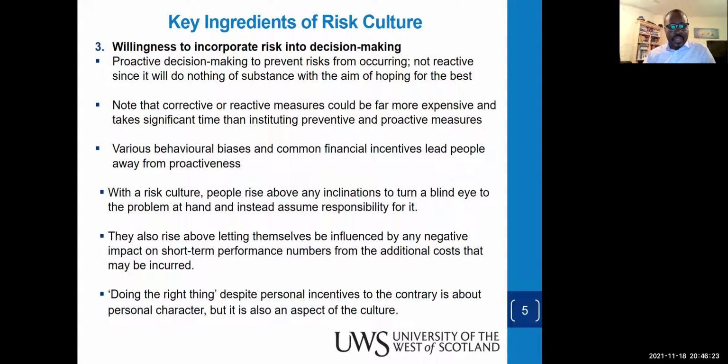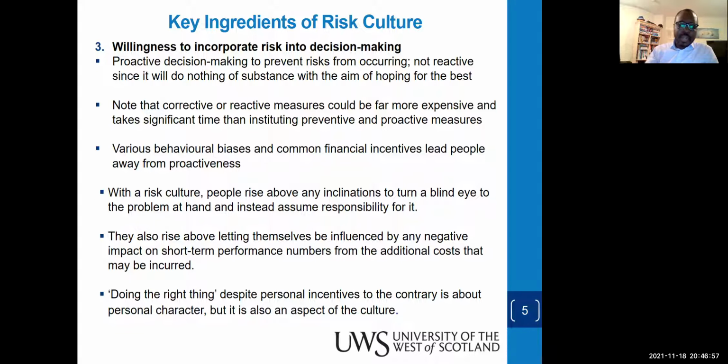Okay, so with the risk culture, people will always have to rise above the inclination to turn a blind eye to the problem at hand, and they will assume responsibility once we more or less make it a preventive measure. Okay, doing the right thing despite personal incentives to the contrary would then become human nature within the organization. Okay, it becomes an aspect of culture, but it becomes part and parcel of me when we institute a strict, good, and robust risk culture within the organization.